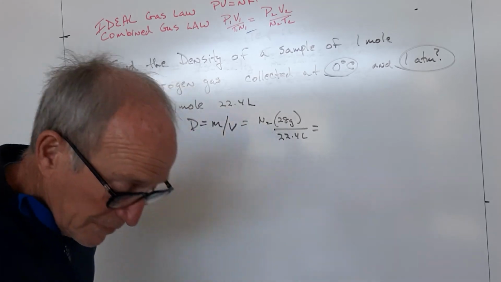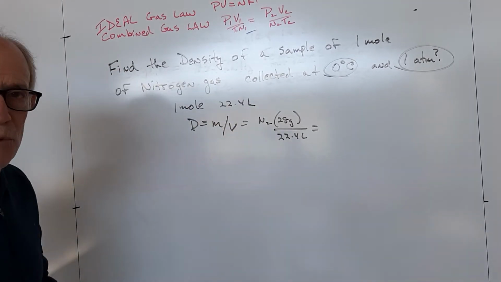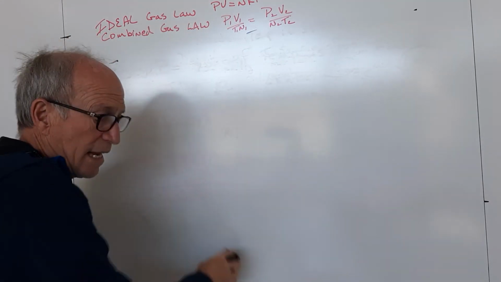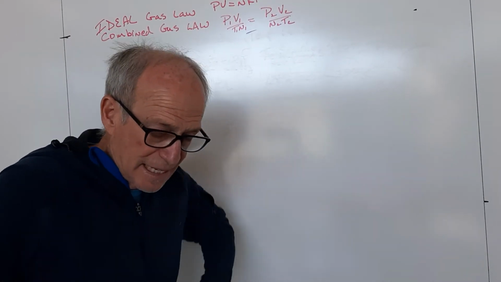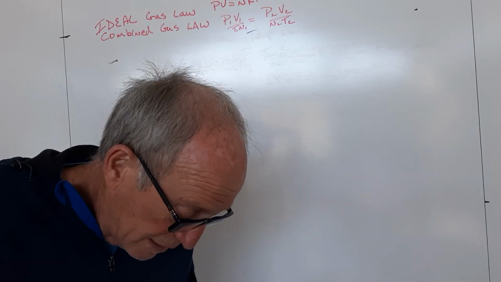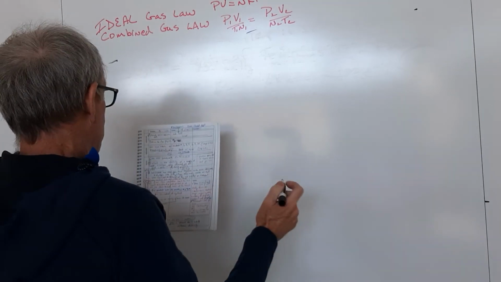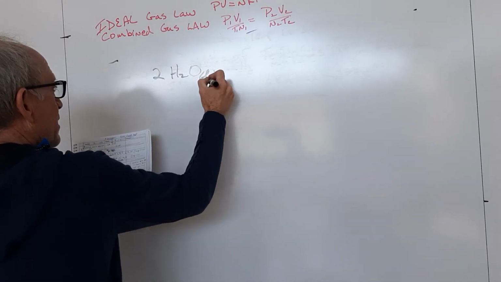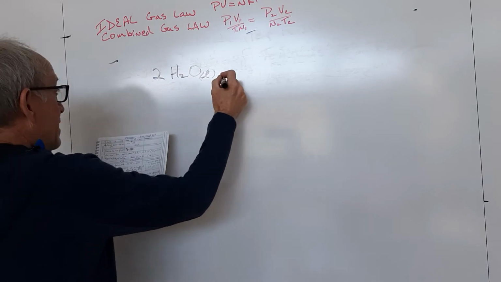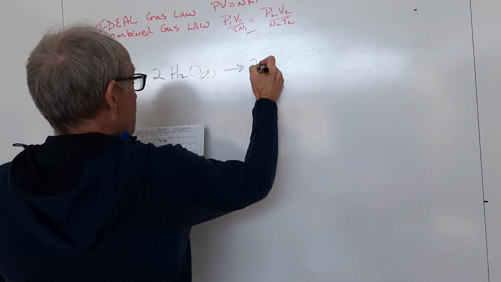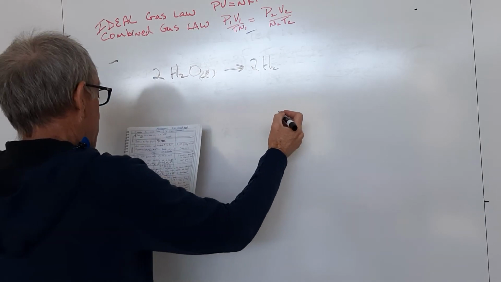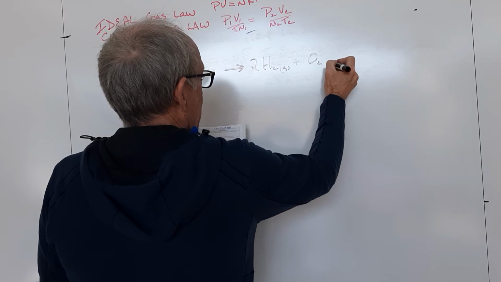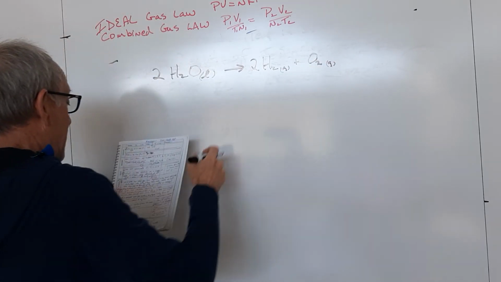Now, what's the next step? When we learn anything, the next step is always to see if we can stoich it. And yes, with gas laws, we can use stoichiometry. So, here we go. 2 H2O, liquid, it's not a gas, is going to yield 2 H2, this is electrolysis, gas, plus O2, gas. Those are little g's for gas.